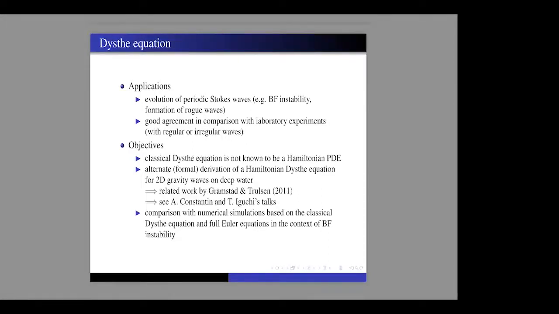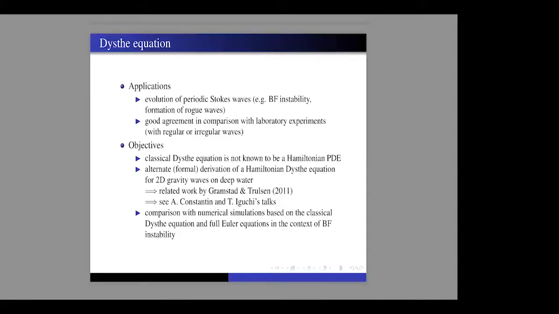the original or classical Dysthe equation is not known to be a Hamiltonian PDE, unlike the NLS equation. And so a goal of this work is to propose an alternate derivation of the equation by using the Hamiltonian method. And so the derivation is formal. And we are restricting ourselves to the 2D case for gravity waves on deep water.